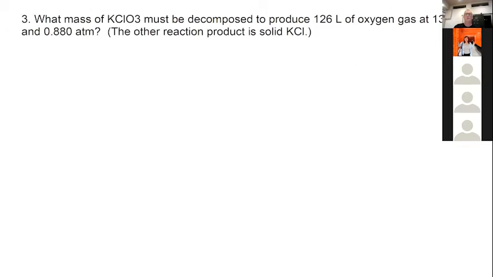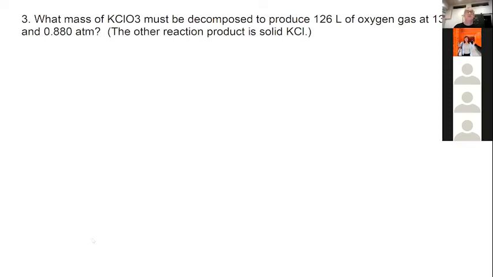All right, what about the third one? Who wants to start with the third? What's the very first thing to do when you've got a question like this? Write out the formula. Exactly. You need to have a balanced equation. Without a balanced equation, we don't know what to do.